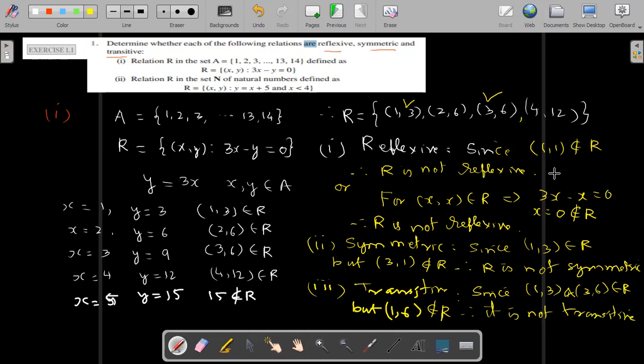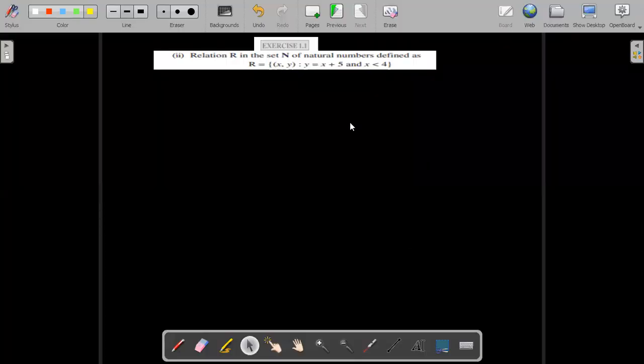Whenever it is not transitive, we can take one example and prove it. And whenever it is reflexive, we can directly write the definition, for all x belongs to, like that. Okay, so got it, I think. Next question, where we have to check the same thing.